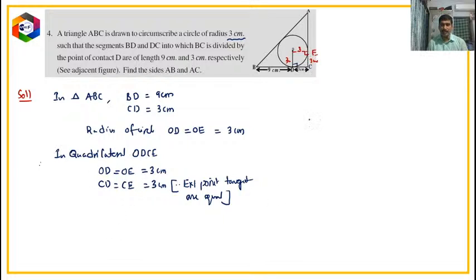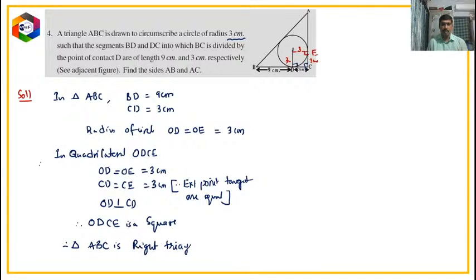Now all four sides are equal. And here radius will make 90 degrees. One angle is 90. And OD is perpendicular to CD. So all four sides are equal and one angle is 90. No doubt at all. So ODCE is a square first of all. If this is a square, then what you can conclude that triangle ABC is a right triangle. Why? Because angle C is a part of the triangle and it is 90, we proved that. Okay, now this idea should be good.